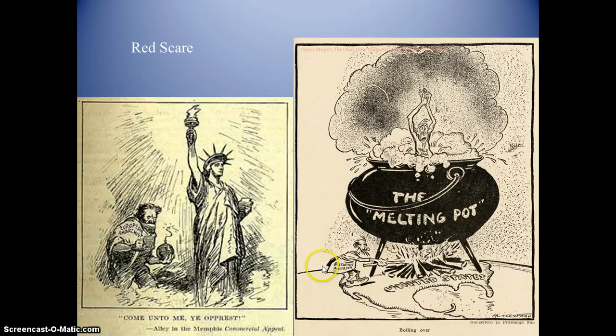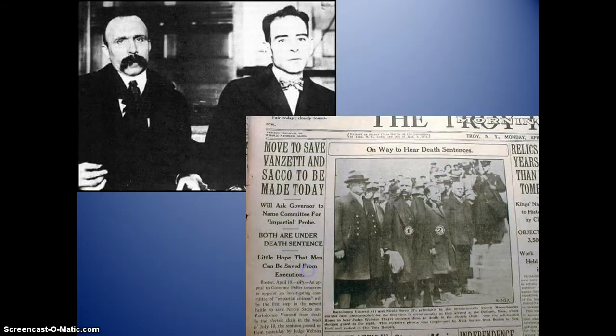So there's just some political cartoons from the time. So this is a weird picture. This is Sacco and Vanzetti, but you always hear about them being Sacco and Vanzetti, and you always see this picture. This is Vanzetti, this is Sacco. It's always backwards. It's kind of weird.